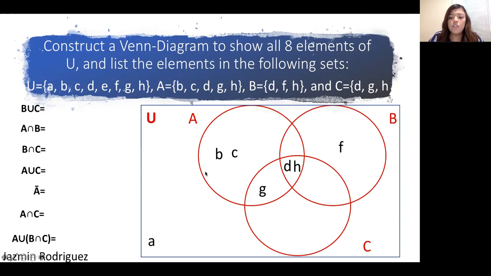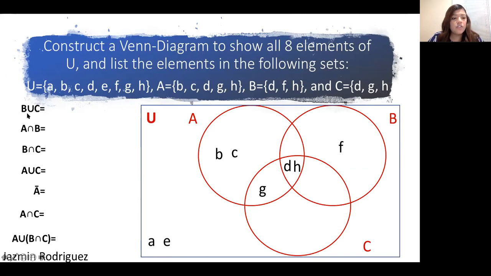And then once you've filled in everything that it's telling us to put in our sets, if you have any remaining elements, they go in our universe. So which one of these elements did not get used? A and D. So now we're ready to go ahead and determine the following sets.